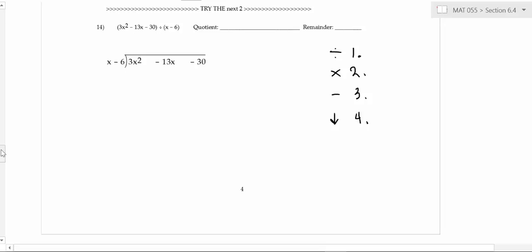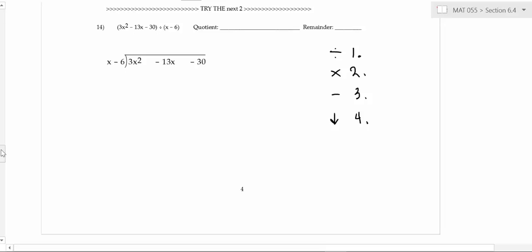You made a mistake right there. That's correct. 3x times x is 3x squared, but 3x times negative 6 is negative 18x. Then you've got to change the sign there. So you've got an arithmetic mistake. Okay, so I think you got the first one okay.